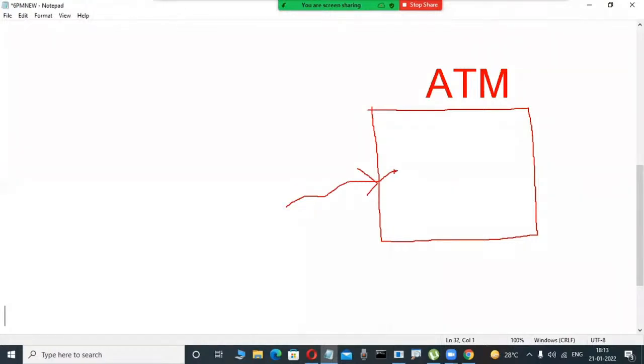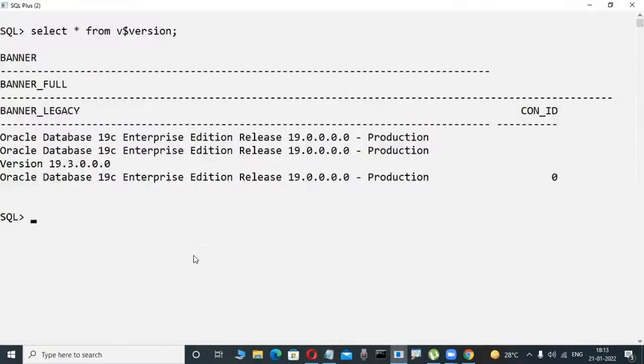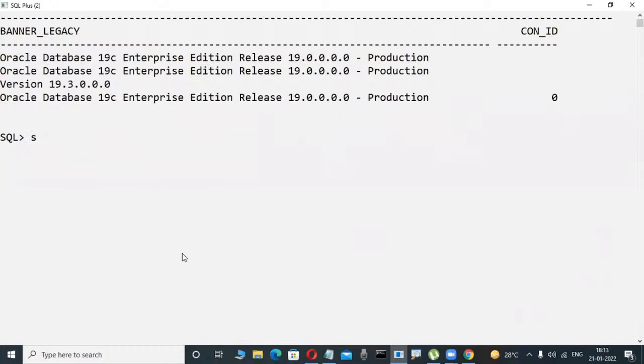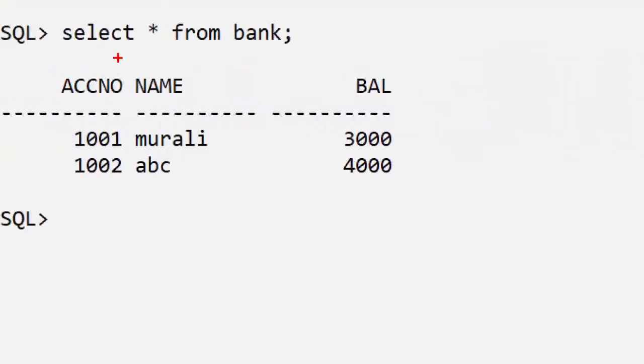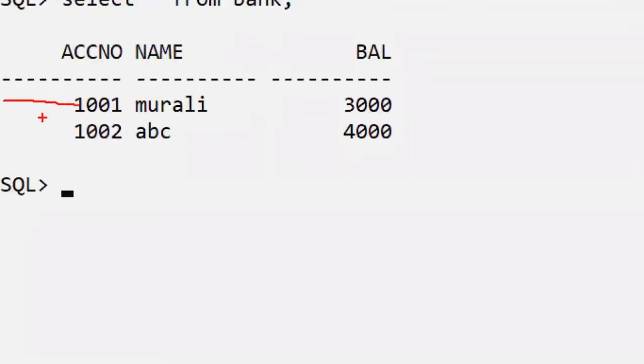Now check it out. Observe the screen. Suppose in this database there is a bank table, for example. Just observe the scenario, a very easy way to understand. In a table format we store the data. Suppose this is SBI bank, and this is its data. Observe here, these are columns: account number, name, and balance. These are called columns. These, like 1001, are called rows or data.